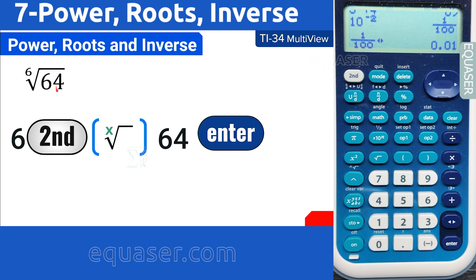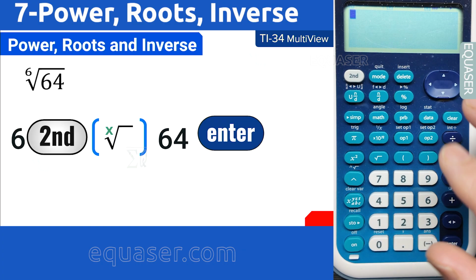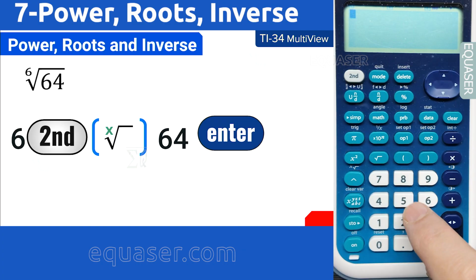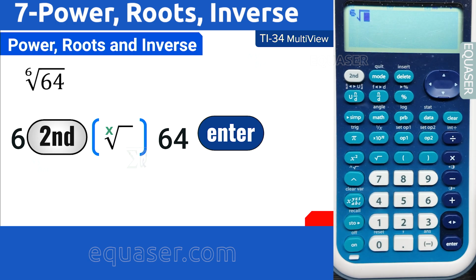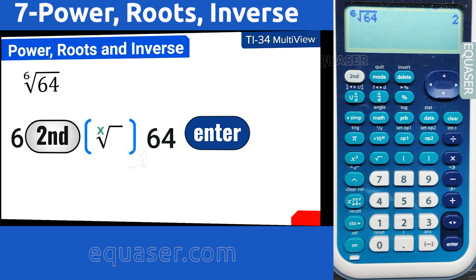If you want to toggle it, 6th root of 64, for example. So for that we press 6, second function root, it says 6th root, and then 64 equal, that's the answer.